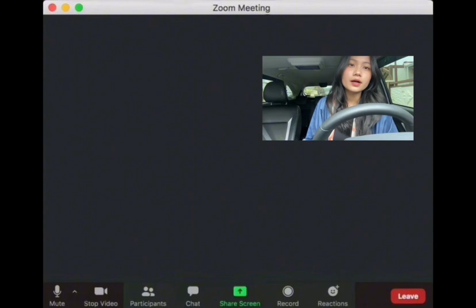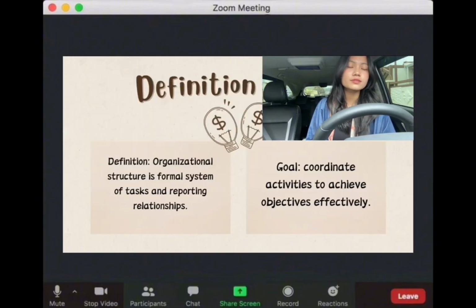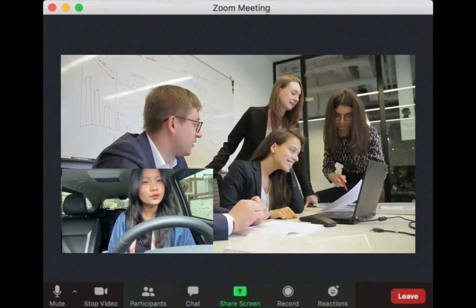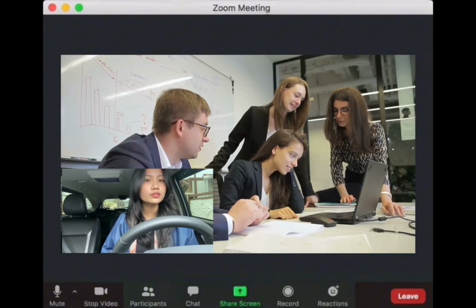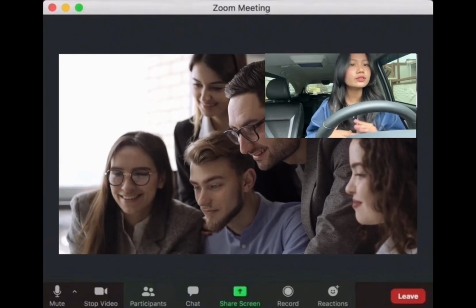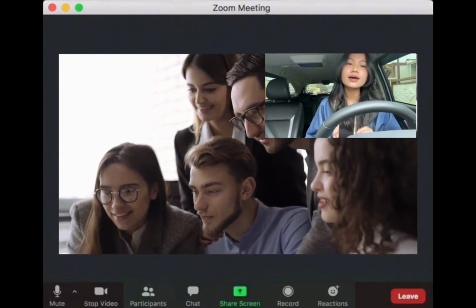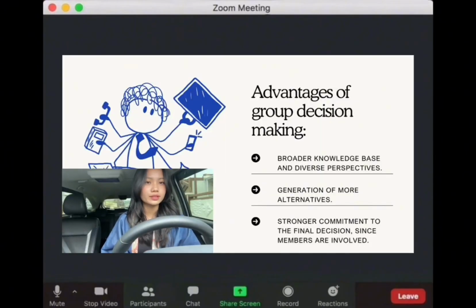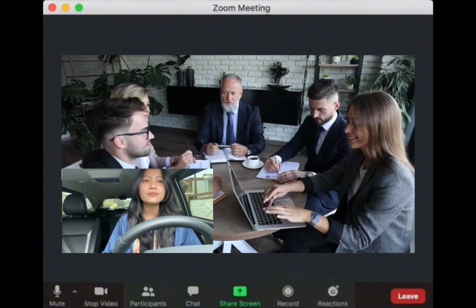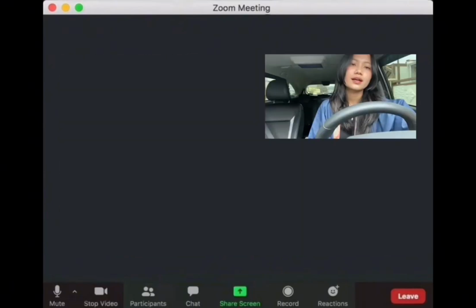Next, we're going to talk about the advantages of group decision making. The first one is diverse ideas and perspectives. Group members bring different experiences and viewpoints, improving creativity and solution quality. The second one, we have more alternatives. Collectively, groups generate a broader range of potential solutions. And the third one is stronger commitment. Participation in the process fosters buy-in, which enhances implementation success.